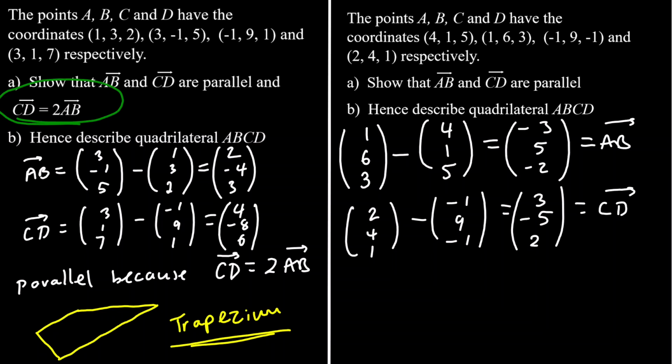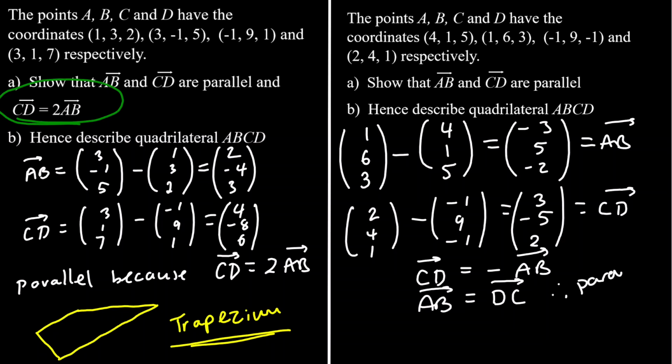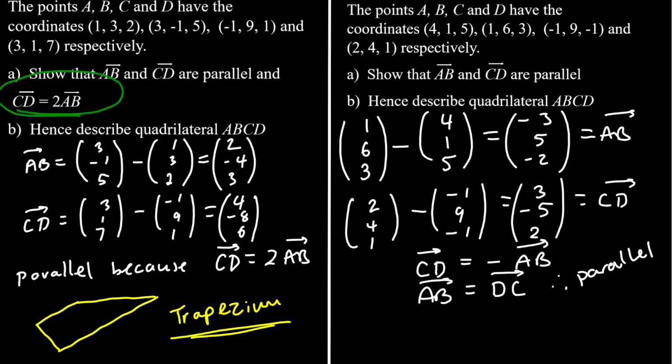So we can see that they're parallel because CD is equal to -1 times AB. Or we could even say, if we went backwards, AB would be equal to DC. So AB is the same as DC. They're equal. So they are parallel lines, and they're also equal in length. And that's important for part B.